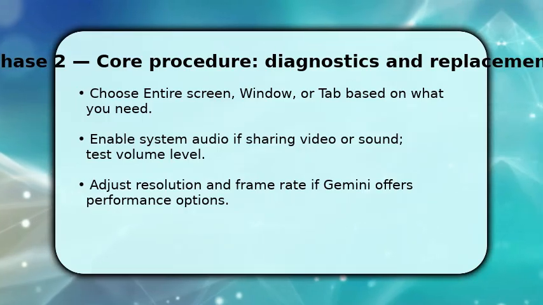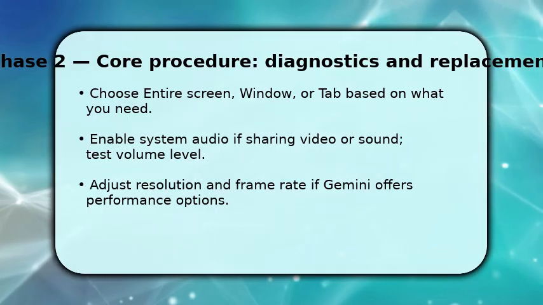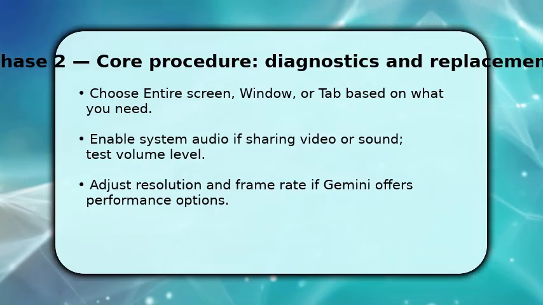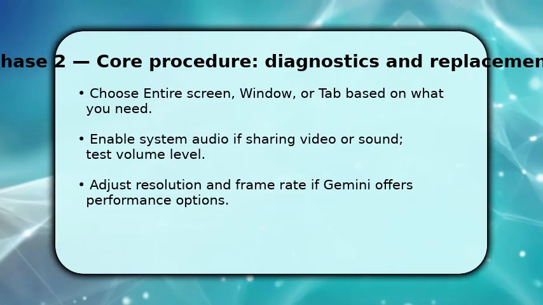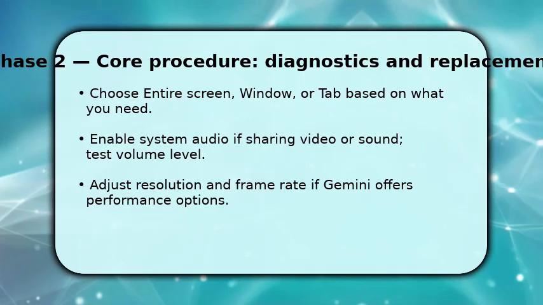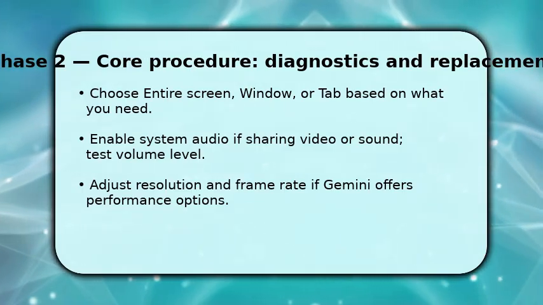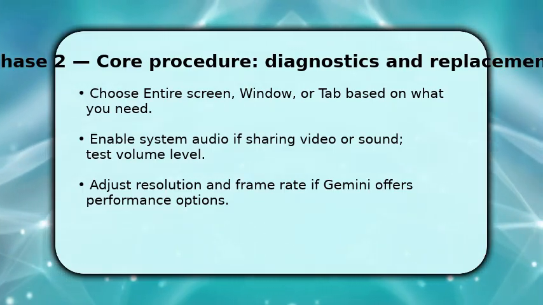Make sure to enable system audio when sharing videos so participants hear sound, and quickly test volume to avoid feedback. If Gemini shows resolution or frame rate options, pick a balance: higher quality for demos, lower for unstable connections. These choices control recipient experience, so be deliberate about trade-offs between clarity and bandwidth.